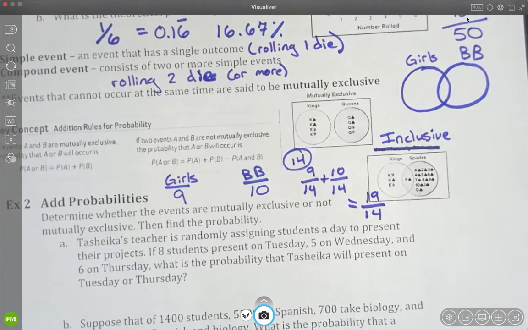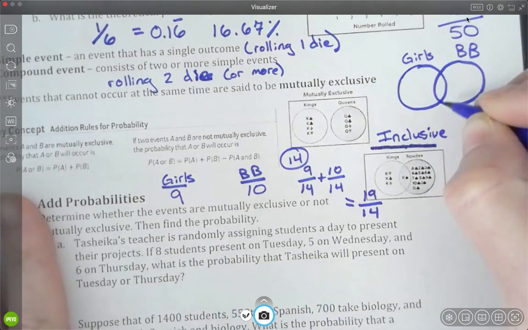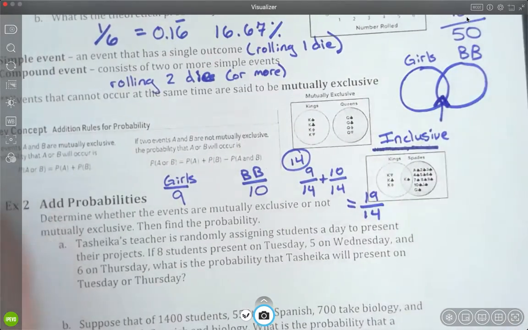But wait a second. I just told you up above here you can't have a number that's greater than 100%. 19 over 14 is greater than 100%. Do I have a 100% chance of selecting either a girl or a basketball player? Let's say I choose Clayton. He's not either one of those, right? So I don't have a 100% chance. So where did we screw up? Because I have a couple people that live in the middle land, right?